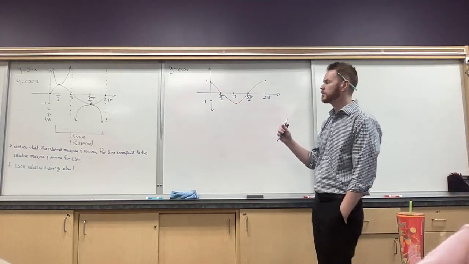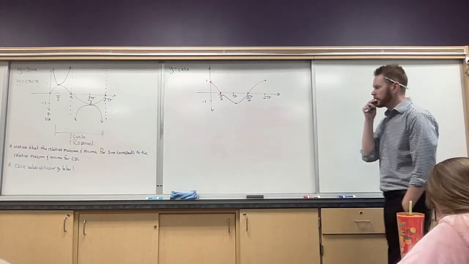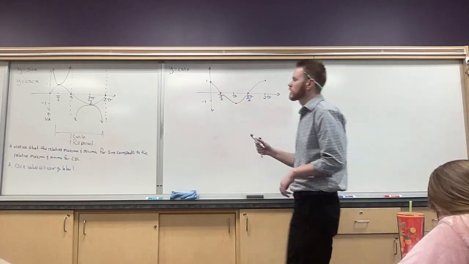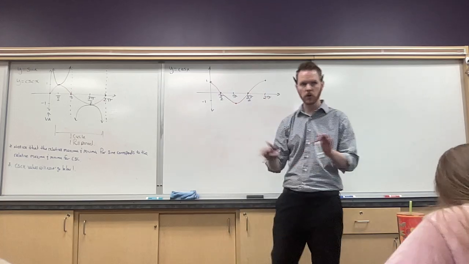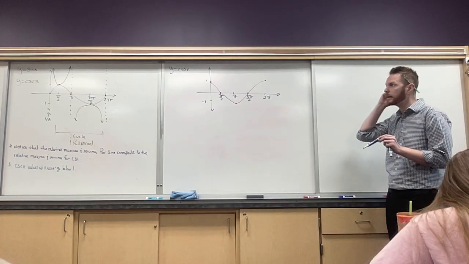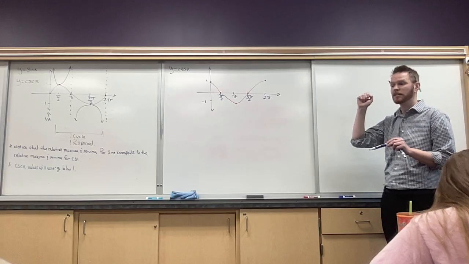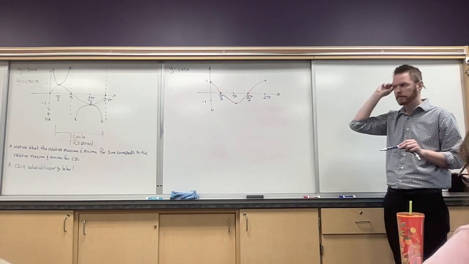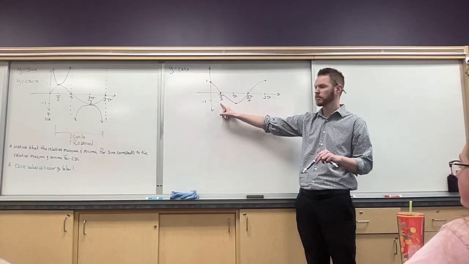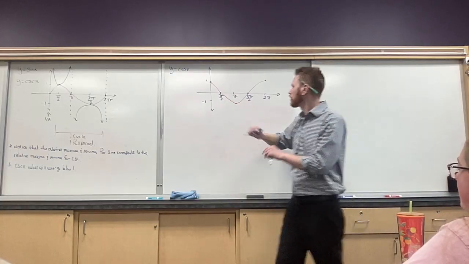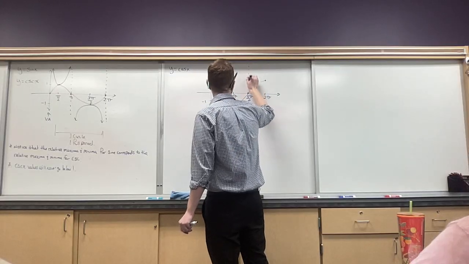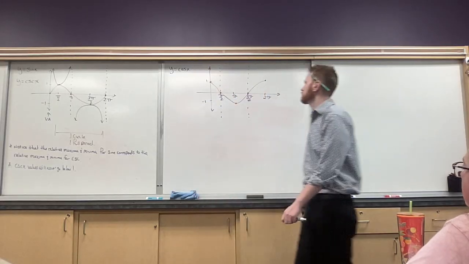Our next step is to put the vertical asymptotes. Now, let's think about that for a moment. Secant is 1 over cosine. So wherever cosine's 0, secant's undefined. So where would secant be undefined at? Pi over 2 and 3 pi over 2. So we're going to draw our vertical asymptotes right there.